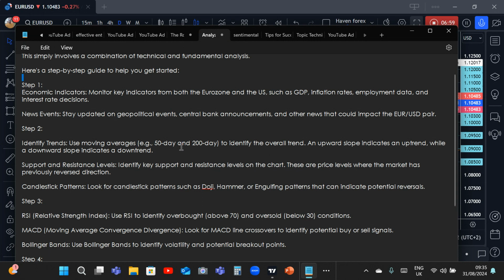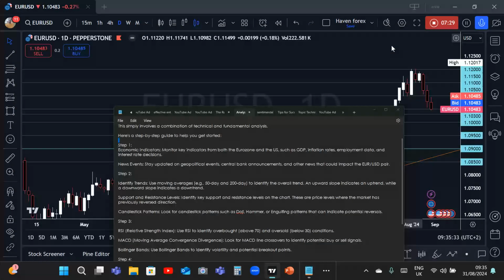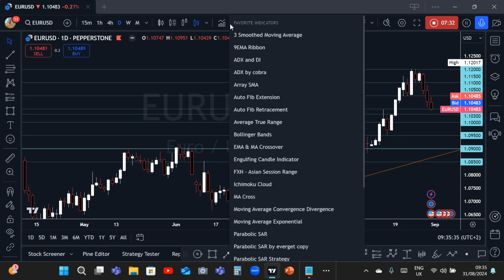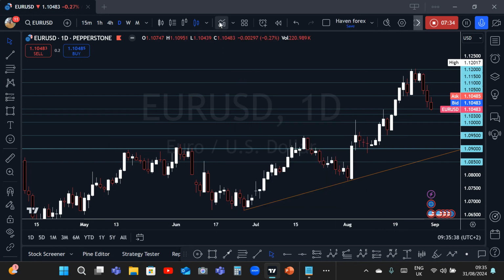You can use a moving average to identify if you are to go bullish or if the trend is reversing and is becoming bearish. An upward slope of the indicator indicates an uptrend, while a downward slope indicates a downtrend. Guys, it's very simple. Let me quickly bring out, what do you call it?